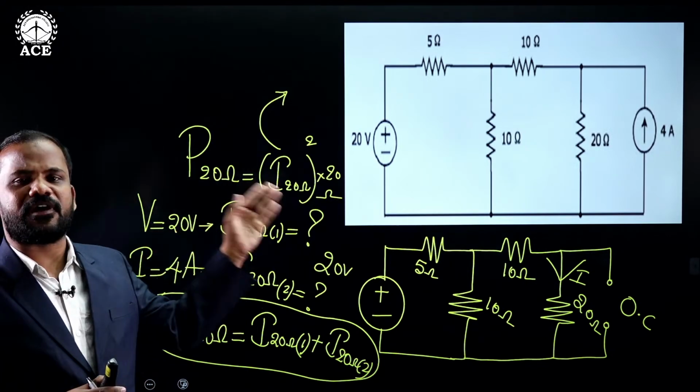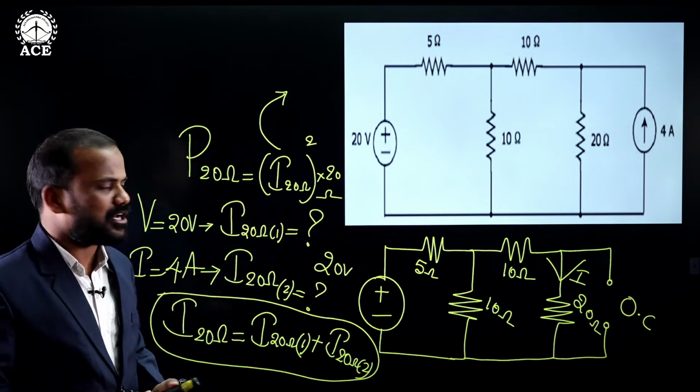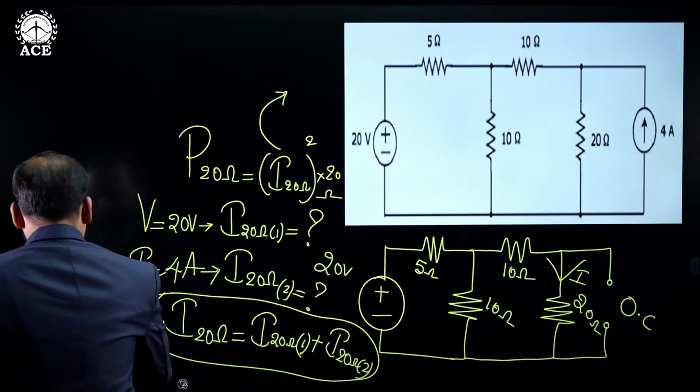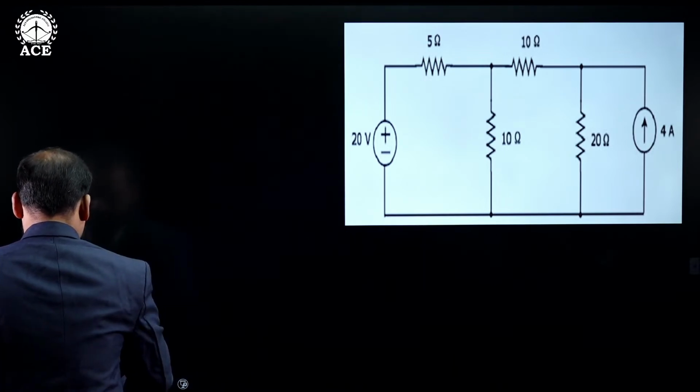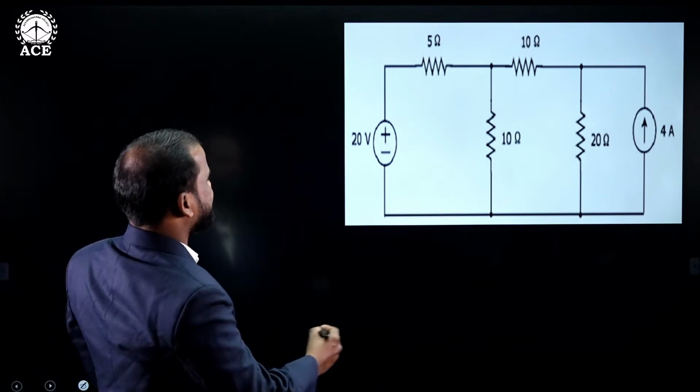Now I am going to apply this concept to the given network. Then our target is to find how much power is dissipated by the 20 ohm resistance. Okay, now I am going to start the problem. Yes, now this is the given problem.